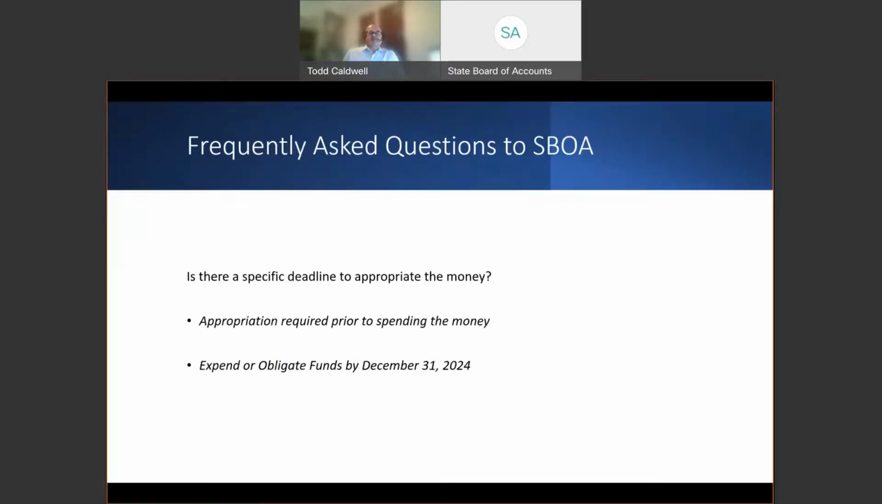Is there a specific deadline to appropriate the money? No, there's no specific deadline, but council would need to approve the additional appropriation prior to any of those ARPA funds being spent. So that's important to keep in mind, that while there's no deadline, and Susan talked about, you can expend or obligate these funds by the end of 2024, and if you obligate them and they still remain then, you've got another couple of years. The important thing to remember is before you start spending them, there needs to be an appropriation in place.